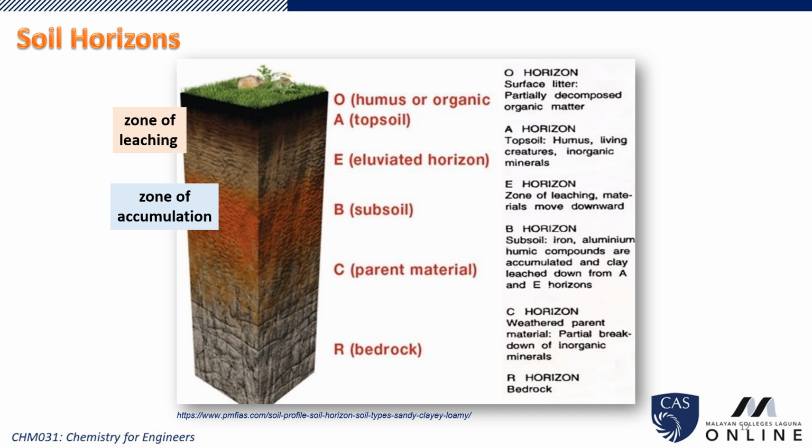Soil develops into layers called horizons, including a leaching zone and an accumulation zone. These layers influence nutrient distribution. Under the zone of leaching, we have O, or humus or organic layer, A for topsoil, and E for eluviated horizon. For the zone of accumulation, we have the subsoil and the parent material. And then lastly, we have the bedrock.